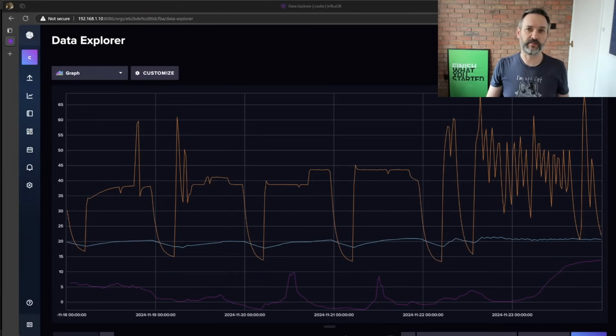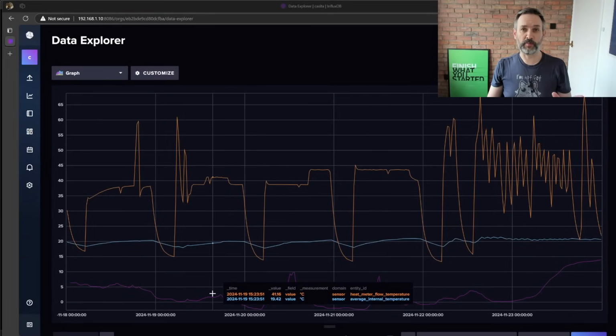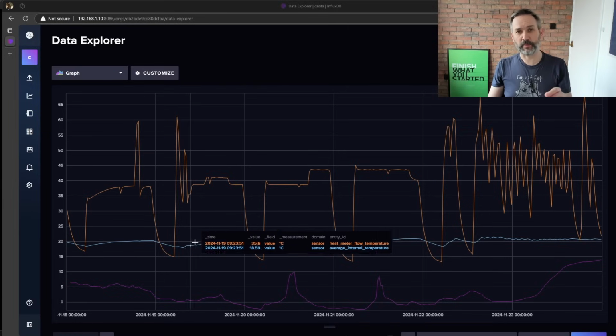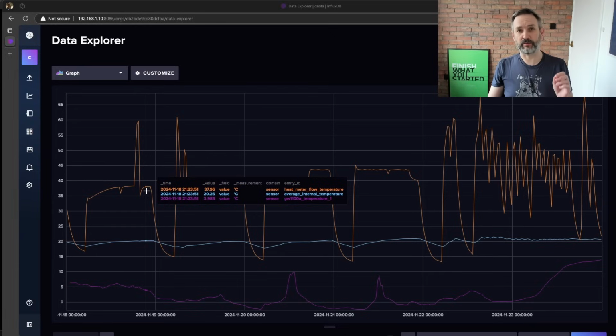So this is the week in question. The purple line represents the outdoor temperature. The blue line represents the average internal temperature, and the orange line represents the flow temperature as captured by my heat meter.